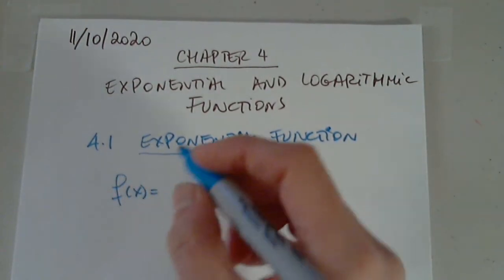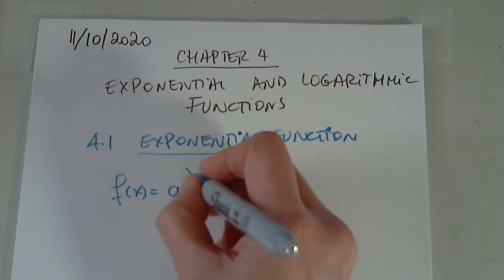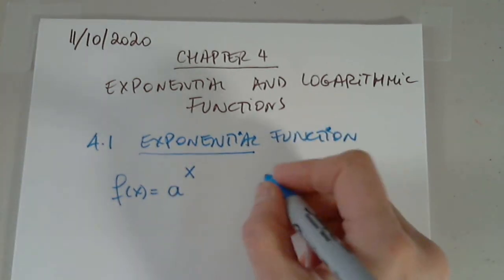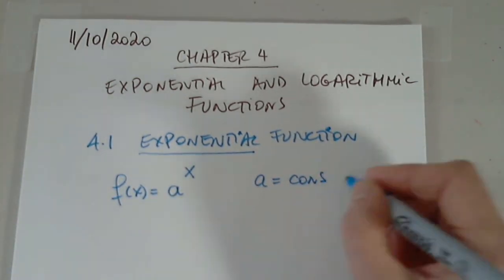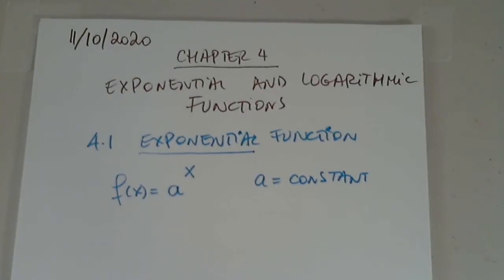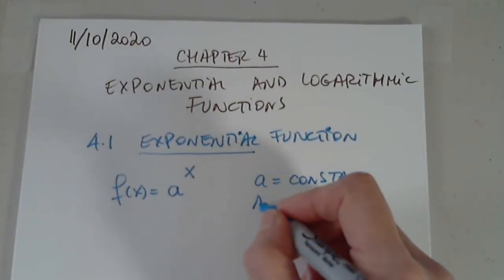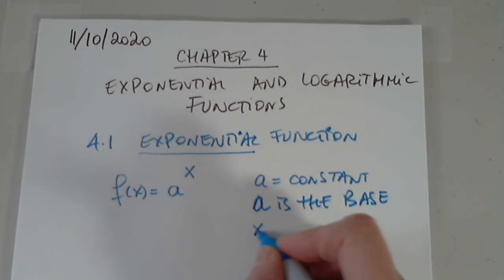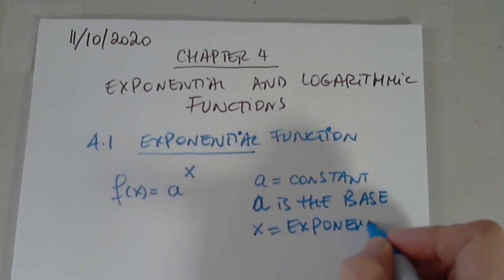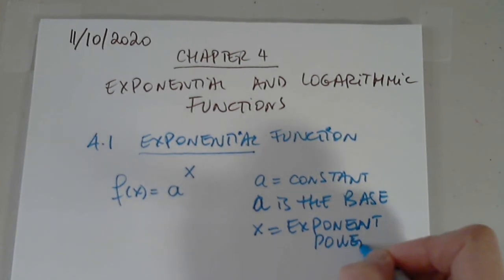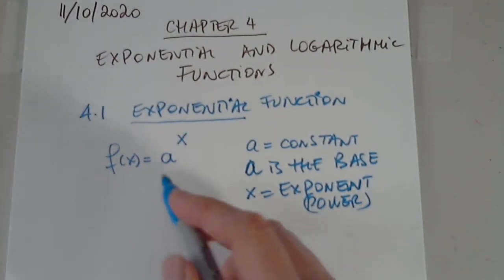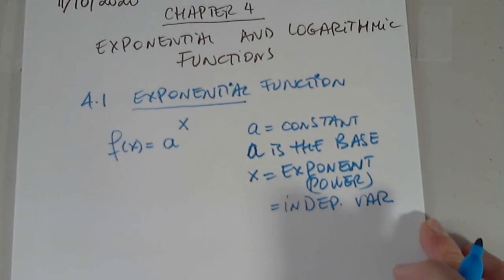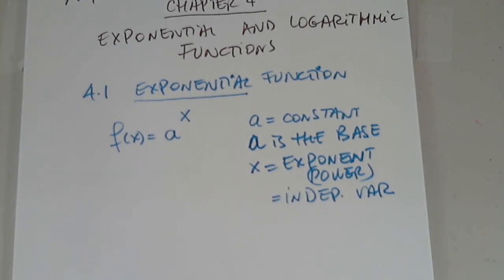An exponential function is a function that has the variable as the exponent. Here a is a number, a constant, and that a is called the base. x is the exponent, also called the power if you want, and that is the variable of the function, the independent variable. We do have some restrictions here.